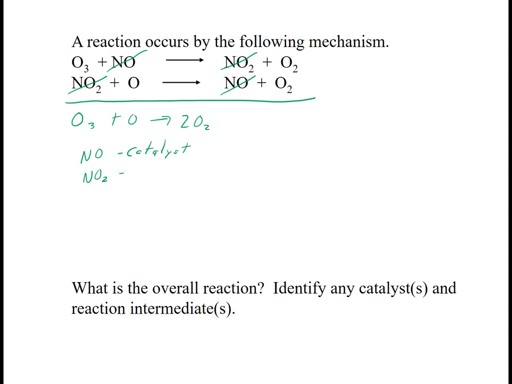And the second one, NO2, it's here and it's here. In the top, or earliest, it's a product, and then it's a reactant, so it is a reaction intermediate. And that is the end of reaction mechanisms.